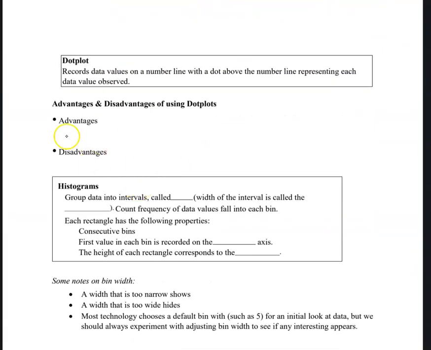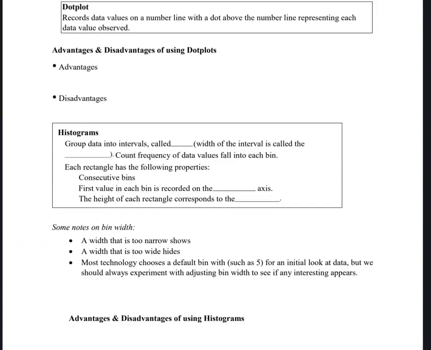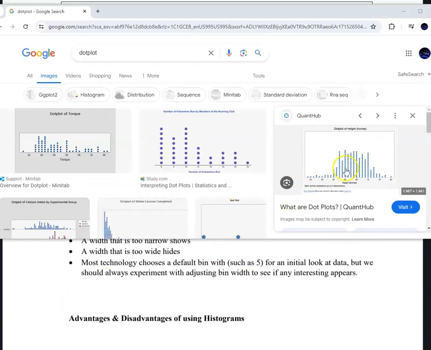What does a dot plot look like and how does that work? A dot plot is a visual representation or graph that records all of the data values on a number line with a dot above the number line representing each individual data value observed. So what would be an example of a dot plot? Now I don't necessarily have any in your notes here, but let me just show you a quick picture to give you a little idea of what we're talking about.